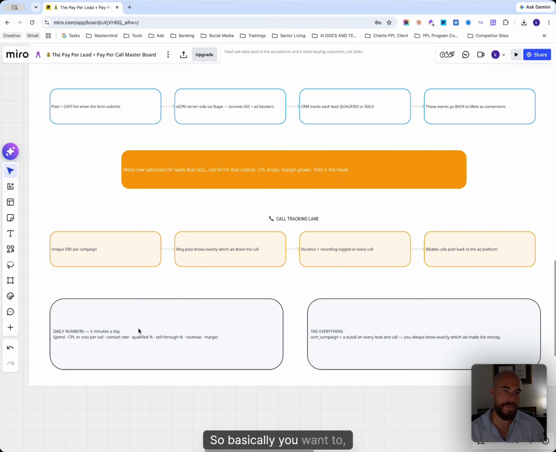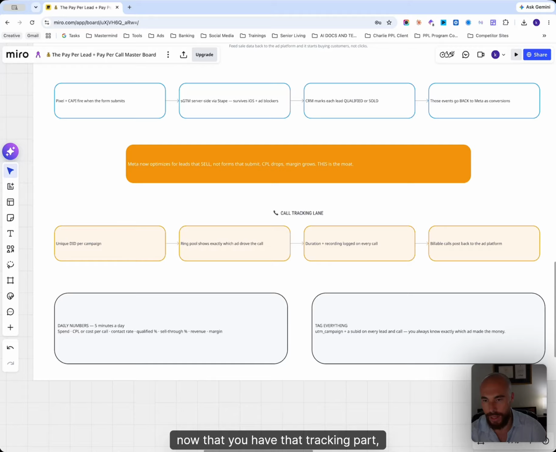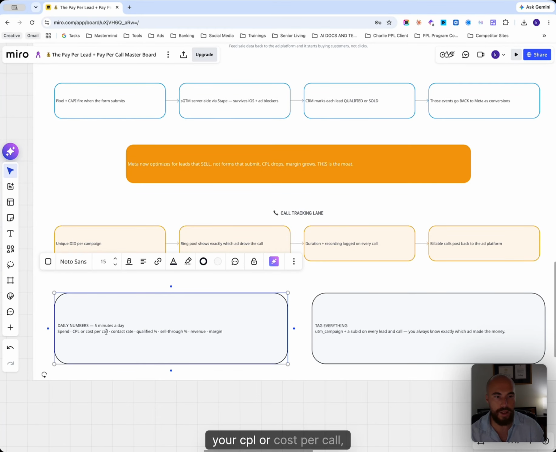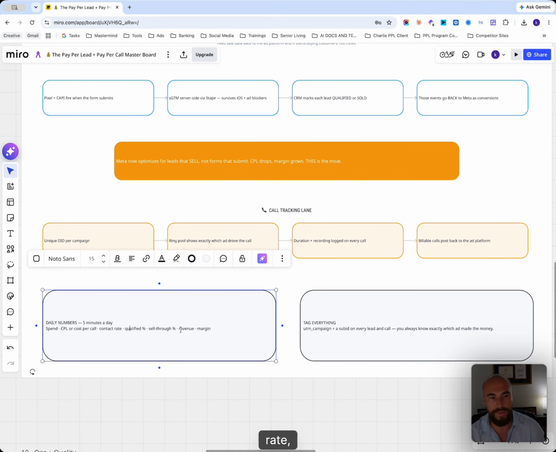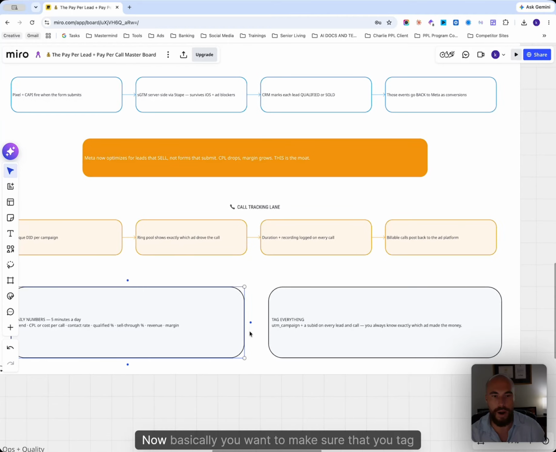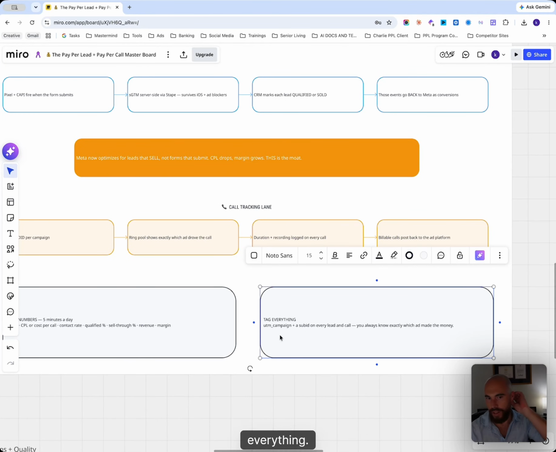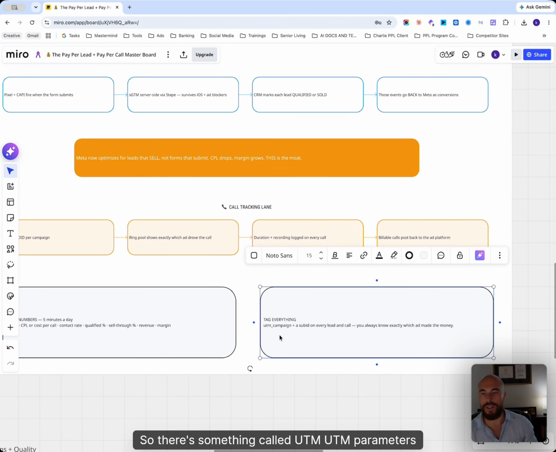Now that you have that tracking part, there's also the metrics to it. You need to track your spend, your CPL or cost per call, your contact rate, your qualified percentage, your sell-through rate, your revenue, and your margin. You want to make sure that you tag everything. There's something called UTM parameters, plus your sub ID, that will be tracked on everything you do. So make sure you hire someone on Fiverr to do your tracking or something like that. This way, you can send that back to your CRM so you always know which ads are making you more money. That's it.